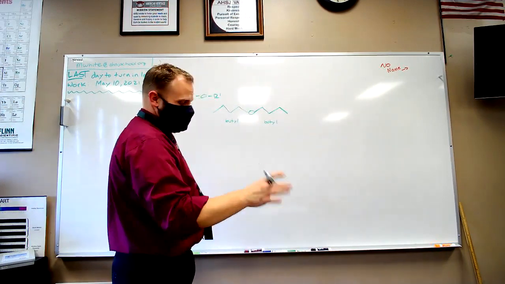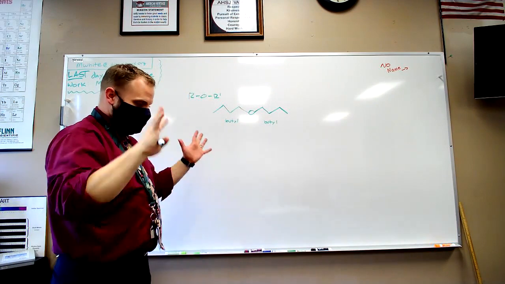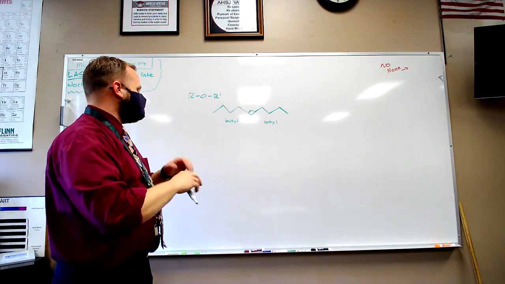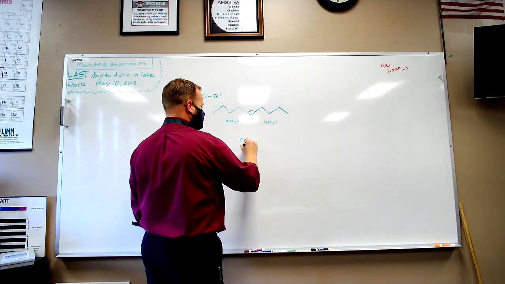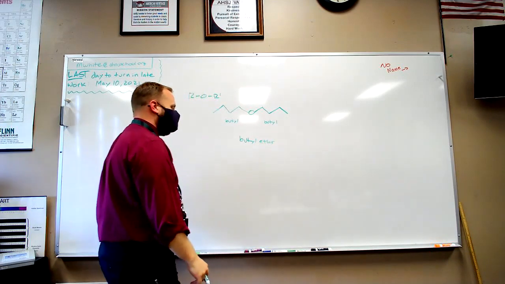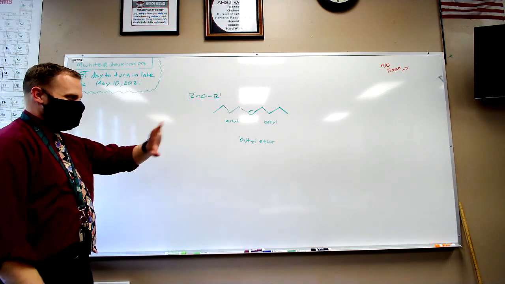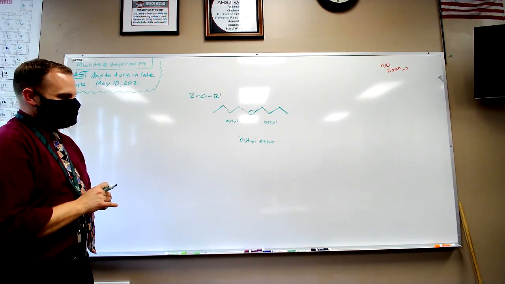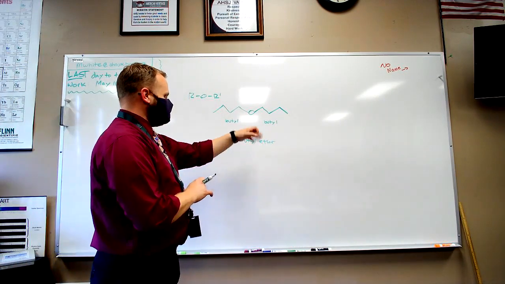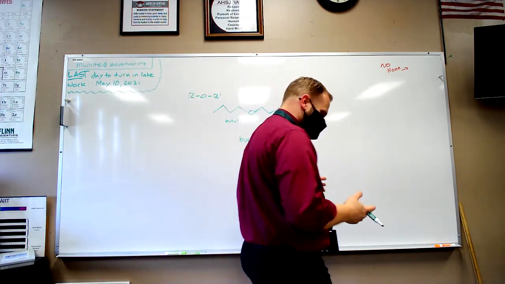For this, once again, I was double checking the rules because this has changed since I was in school, so I want to make sure. This one is just butyl ether. I was taught to call it dibutyl ether, but we got rid of that. So anyway, butyl ether. So ethers are actually really easy. You just have to count the carbons.